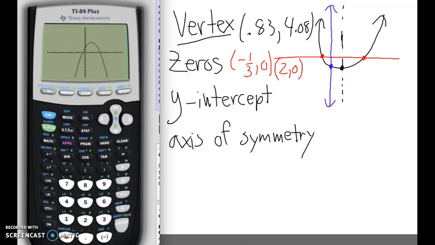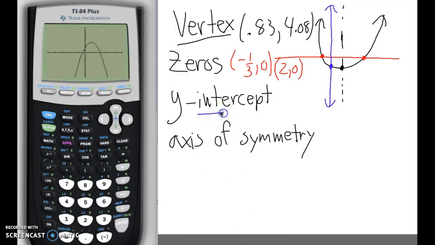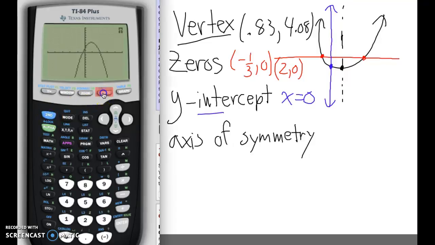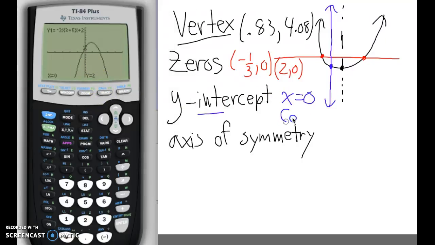To find the y-intercept, what we're really curious about is when x equals 0. And so the way to do this is to give it the value of x and ask it to calculate the value of y. So I go to second, calc, once again, and I want it to calculate the value of y. Now you can scroll around on your function sometimes, but I don't like to do that. I prefer just to type in the value x equals 0. It gets me exactly there. And there it says, boom, y equals 2. So my y-intercept is going to be 0, 2. And now I know exactly what that point is.